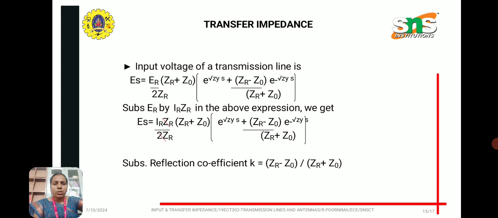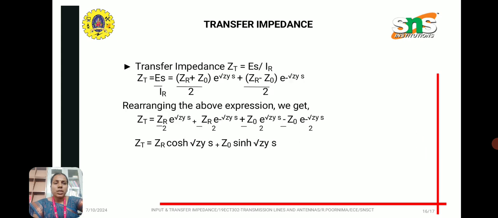Next is transfer impedance. Transfer impedance is calculated as the ratio of input voltage to receiving end current. The input voltage of the transmission line is taken and we substitute the reflection coefficient K, that is ZR minus Z0 divided by ZR plus Z0, and then we get the transfer impedance Es by Ir. It is derived in hyperbolic form using ZR cosh of square root of ZY times s plus Z0 sinh of square root of ZY times s, where Z0 is the characteristic impedance and ZR is the load impedance.